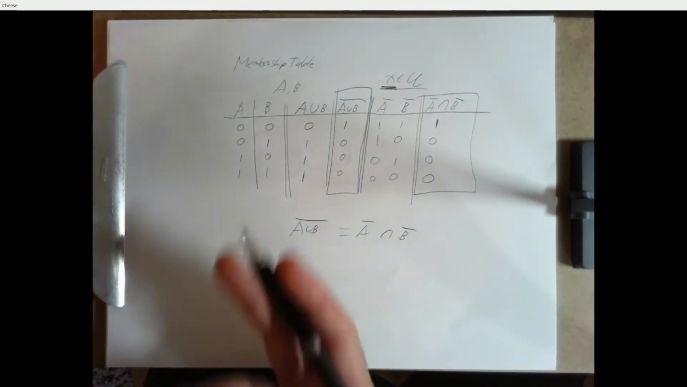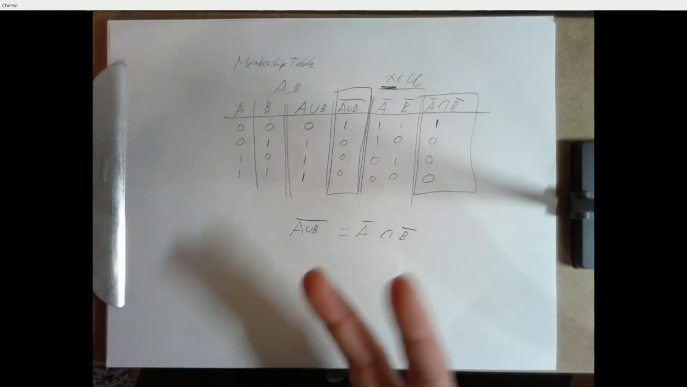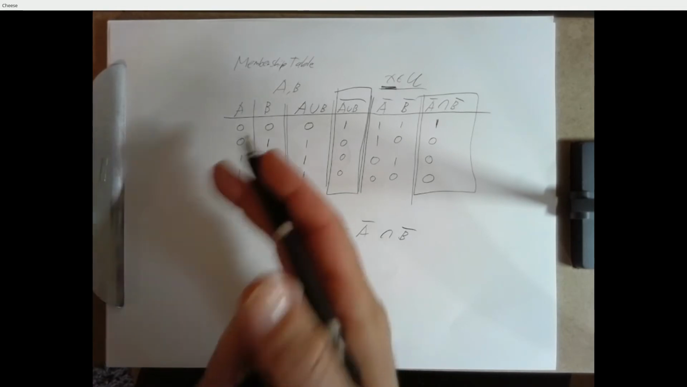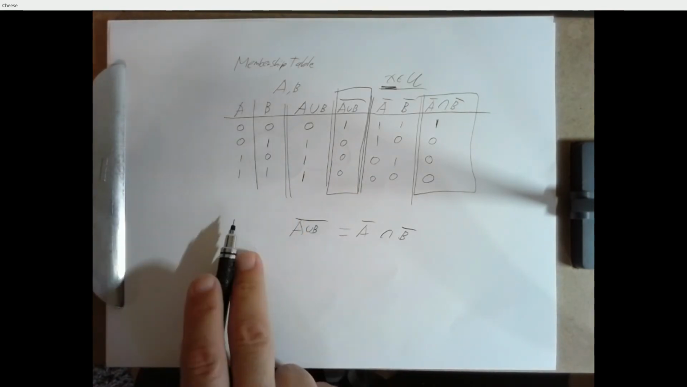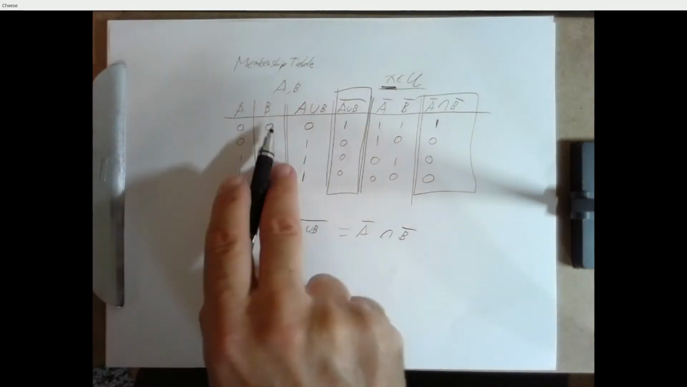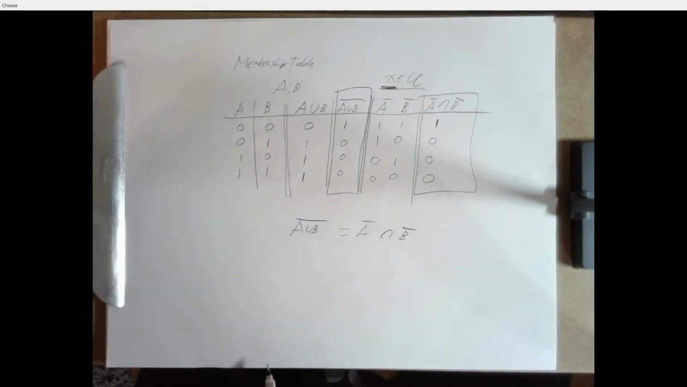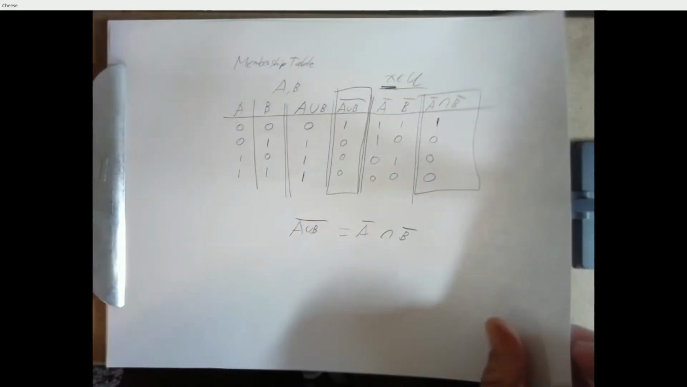And membership tables work because for any element in any set, there's only two possibilities. The element is a member of the set or it's not a member of the set. And if we know about membership in sets, we can talk about membership in new sets derived from those sets, for example, the union or the intersection or the complement. So we'll be able to use membership tables to prove all kinds of things related to set identities, and it's a very powerful technique.